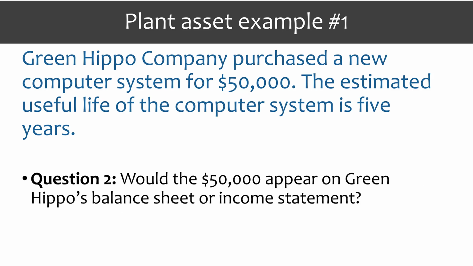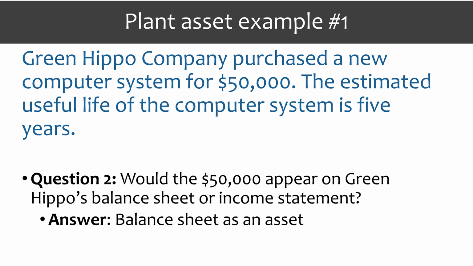For the next question in this example, we are looking at whether the $50,000 that is capitalized would appear on Green Hippo's balance sheet or income statement. The answer is that it would appear on the balance sheet as an asset. A plant asset always appears on the balance sheet.